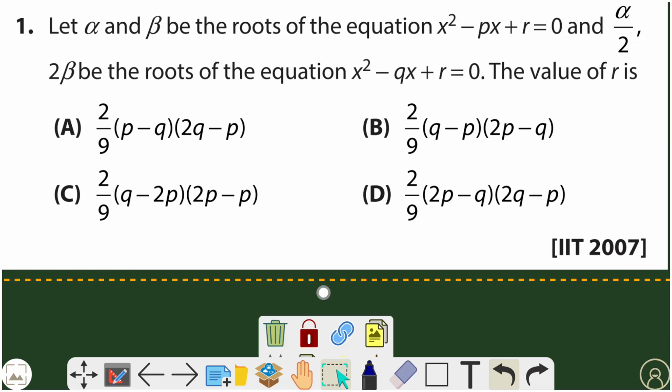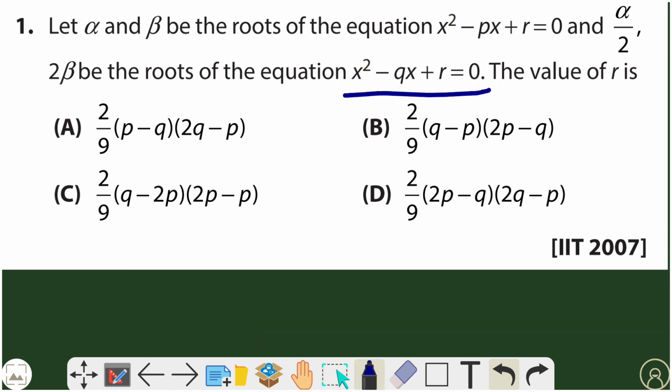So let alpha and beta be the roots of the equation x² − px + r = 0, and α/2, 2β be the two roots of the equation x² − qx + r = 0. Then find the value of r. The value of r is what?